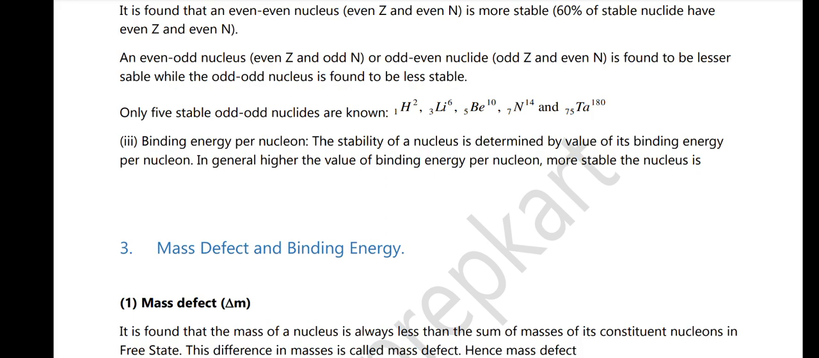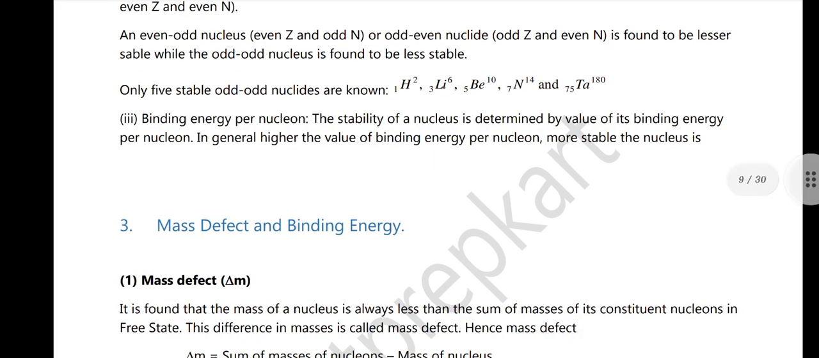Now you may not understand. The next topic is mass defect and binding energy, where you will understand what binding energy is. Binding energy per nucleon tells us whether the nucleus is stable or not. If the value of binding energy is higher, then we can say the nucleus is stable. Only this much you have to understand.